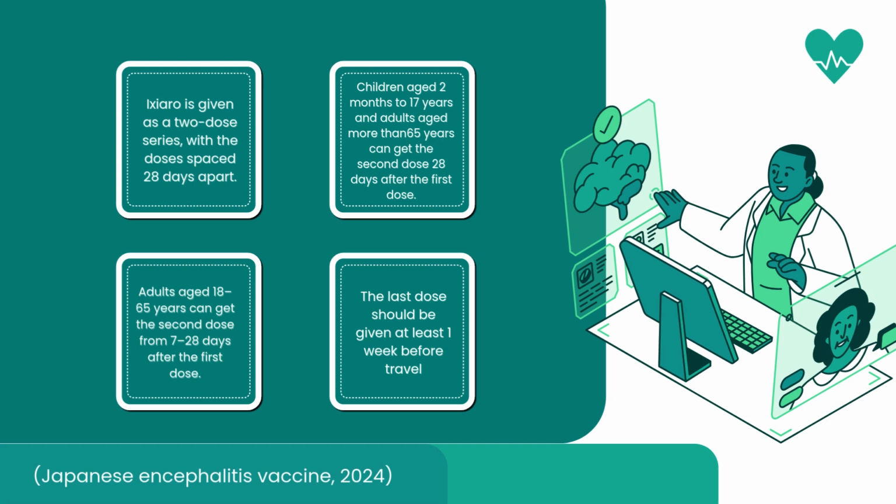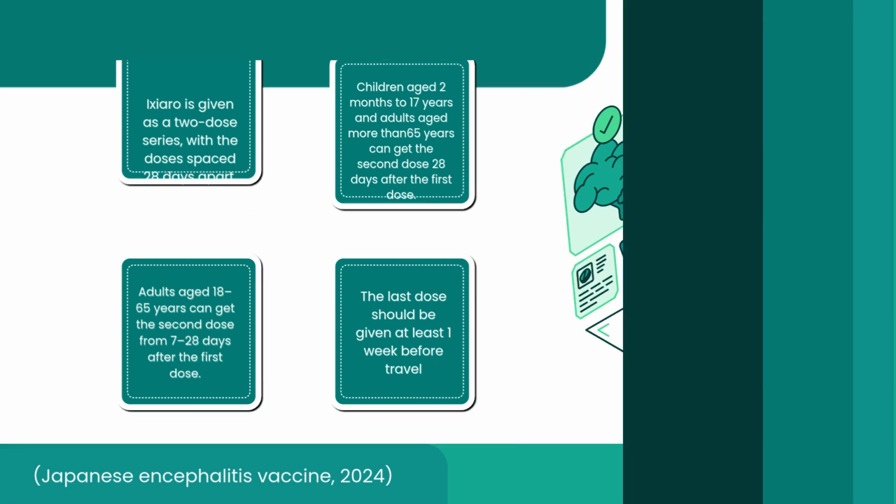Second, adults aged 18 to 65 years can get the second dose from as early as 7 days to 28 days after the first dose. This age group's immune systems are generally strong and respond quickly to vaccines. This is why they can safely receive the second dose just after 7 days if needed.